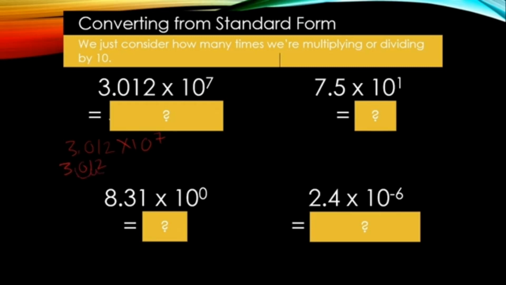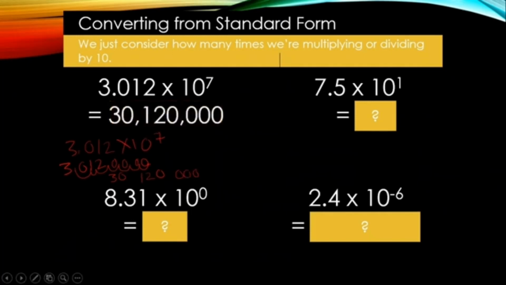3.012, moving 7 places to the right. 1, 2, 3, 4, 5, 6, 7. Our new decimal point will be here, so we're going to replace this with zeros or placeholders. 1, 2, 3 thousand, 1, 2, 3 million. So it will be 30,120,000. That's the number which you got. Let's check if the answer is correct. Yes, 30,120,000.